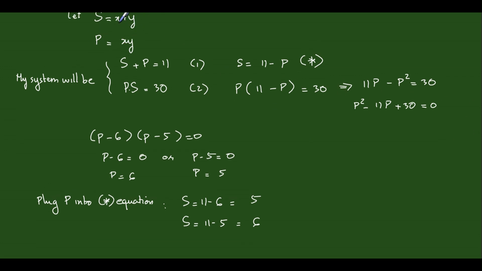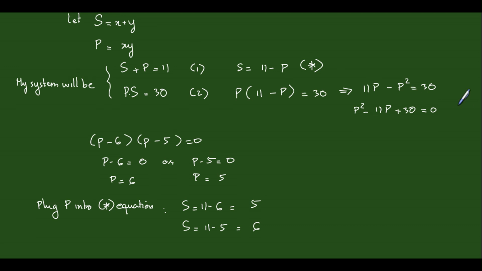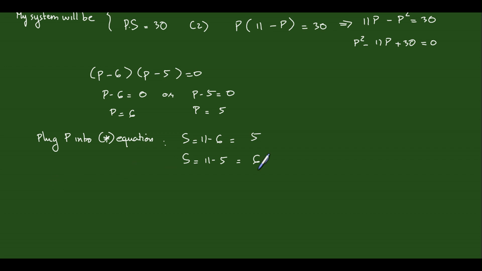Let me name our earlier system as system 2 star. So I'm going to plug s and p into system 2 star. Then what do we have?